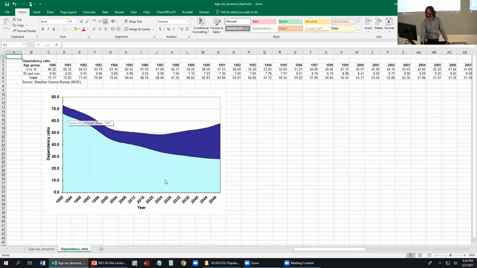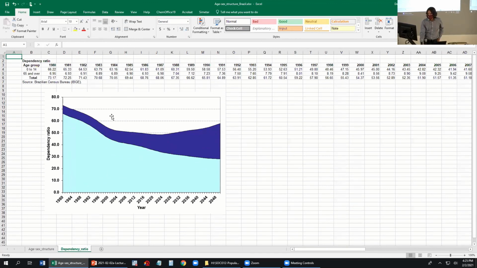And I also have dependency ratio. This is another way to show dependency ratio. The light blue is the youth dependency ratio. The dark blue is the old age dependency ratio. And the height of everything is the total dependency ratio, right? So you see that the child dependency ratio is declining over time. The dark blue is becoming thicker over time, so more older people compared to workers.